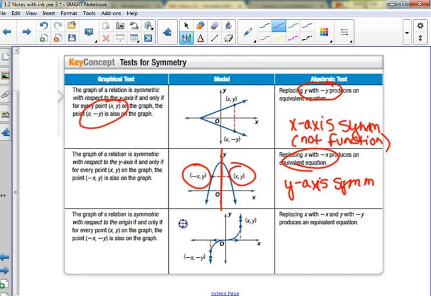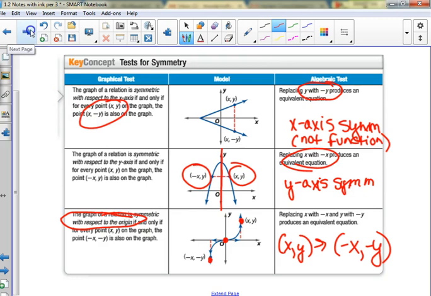And then the third one is the one that students kind of get confused about. Symmetric with a point, with that point being the origin, means if I took and turned this 180 degrees around the origin, it would look identical. So what happens is you replace the ordered pair (x, y) with the ordered pair (-x, -y), and it's still a point on the function. So if this was (2, 3), then (-2, -3) is also on the function.